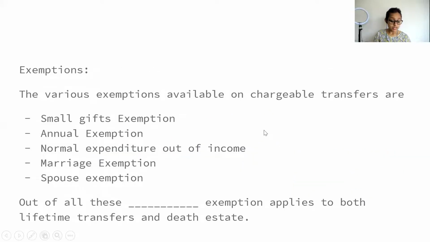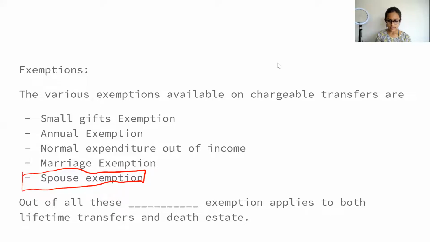Then we need to discuss exemptions, because again, it is a very frequently tested topic. All these exemptions are with regards to our lifetime transfers, which is CLT and PET. Out of the exemptions you can see here, only one exemption is applicable even during the death estate, which is the spouse exemption. Everything else is available only during the lifetime. Let's discuss these exemptions in a while.